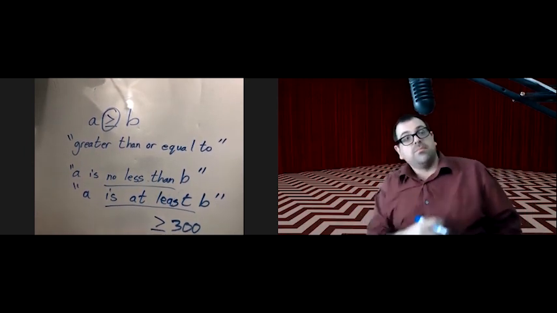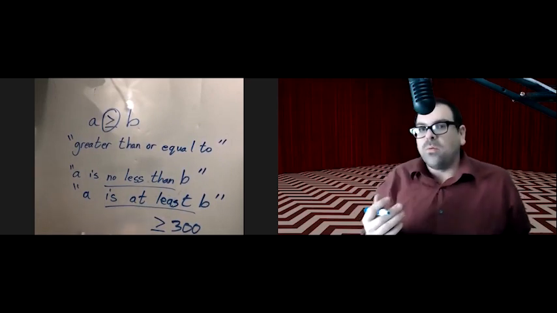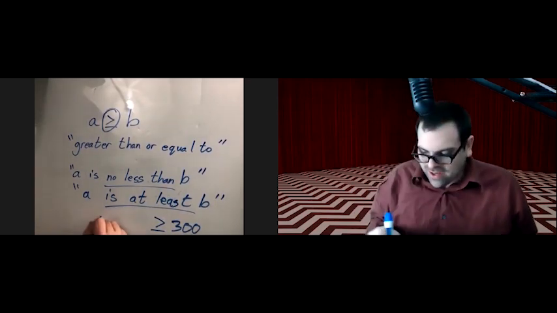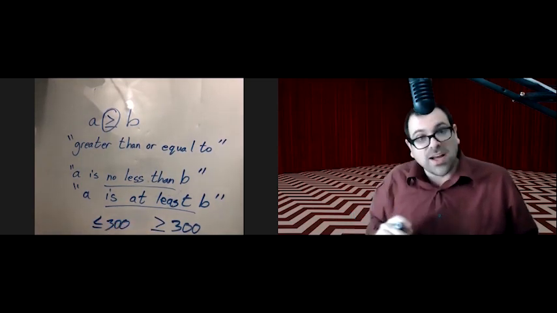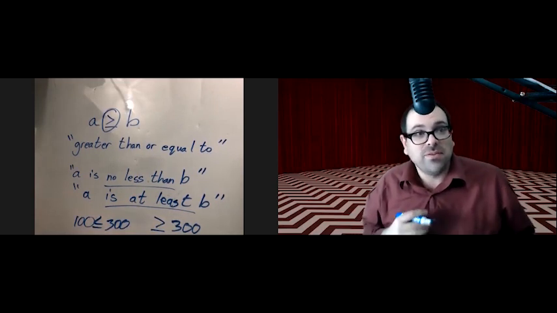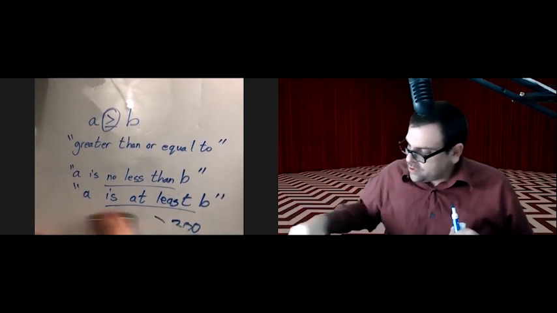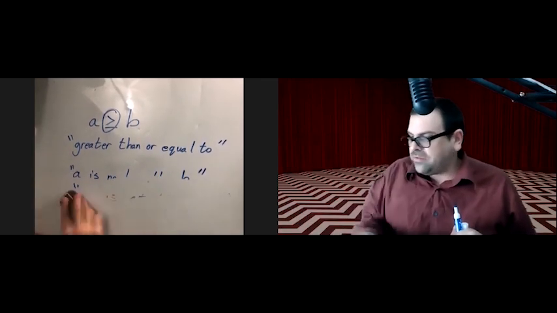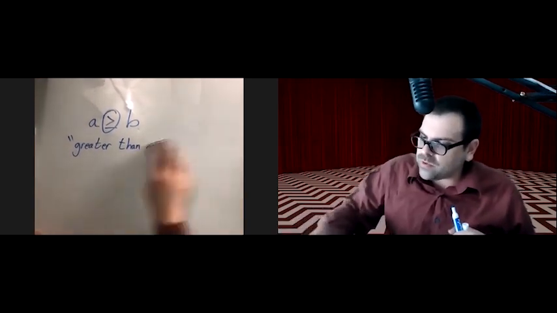Now, if I said, bring me no more than 300 and you brought me 100, that'd be fine. Why? Because no more than, that was less than or equal to. And 100 is less than or equal to. It is no more than 300. So translating phrases into inequalities, you have to understand the English words.